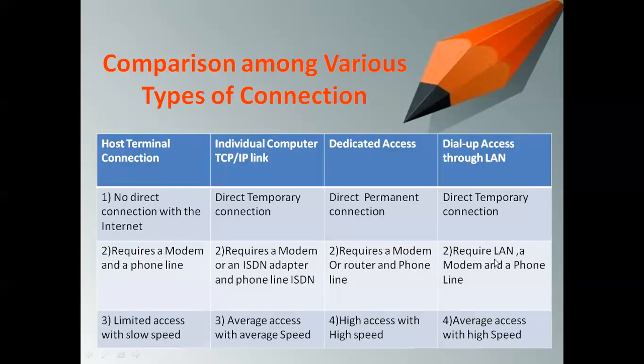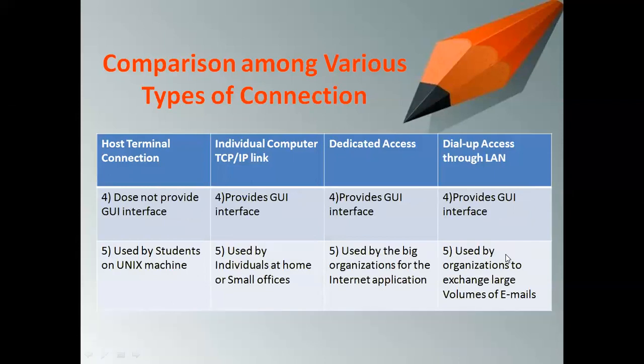In the fourth, dial-up access through LAN, we require a LAN connection, modem and phone line. Here, in the first connection we need only a modem and phone line. For the second, two options are there: either we can use a modem or an ISDN connection. For the third, we can use a modem, router and phone line. For the fourth we require a LAN connection, modem and a phone line. So these are the requirements for these connections.